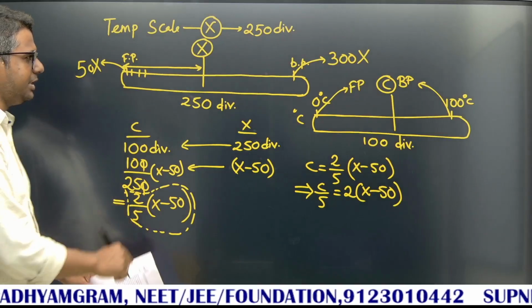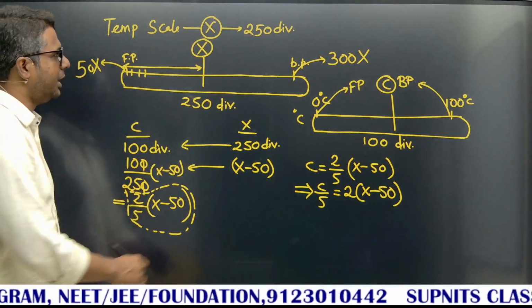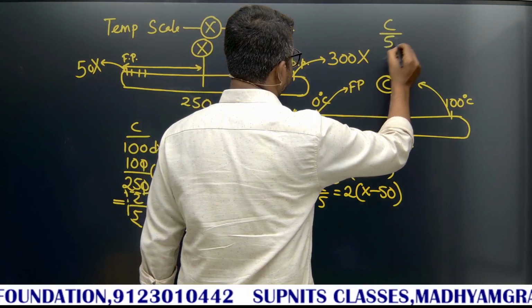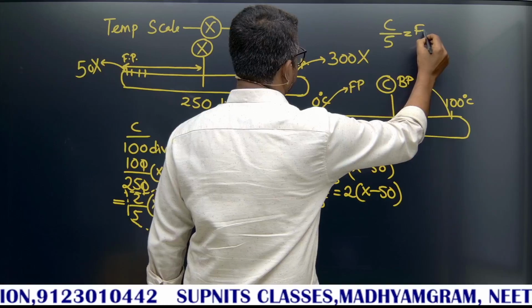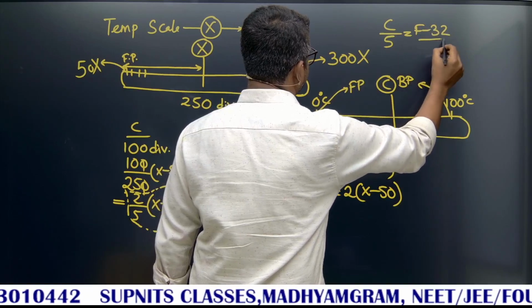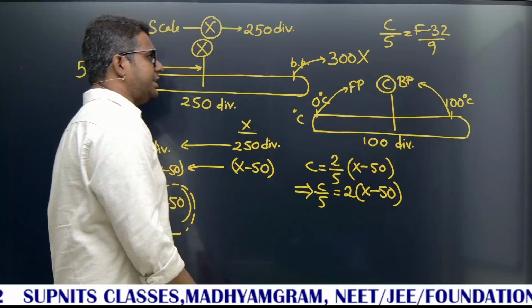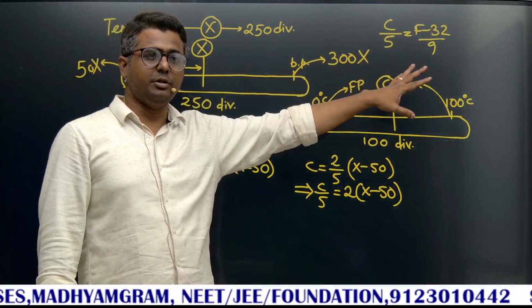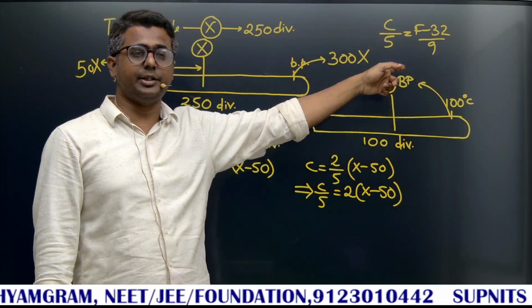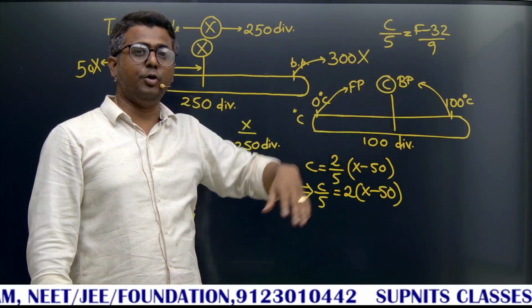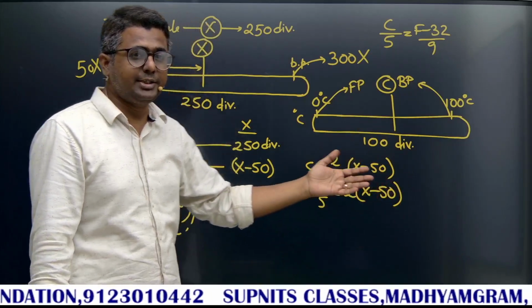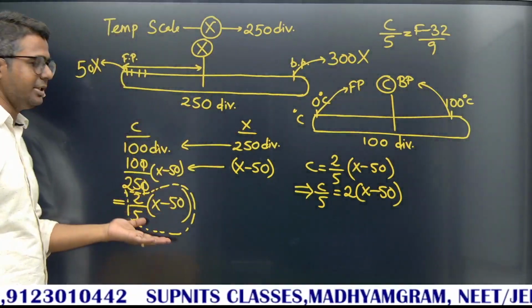So now using this same fundamental, you can also relate C by 5 is equal to F minus 32 by 9. So that is why we say don't try to remember this formula. Try to derive this, understand how it is done. No larger world mathematics is required over here. Only simple unitary method is required.